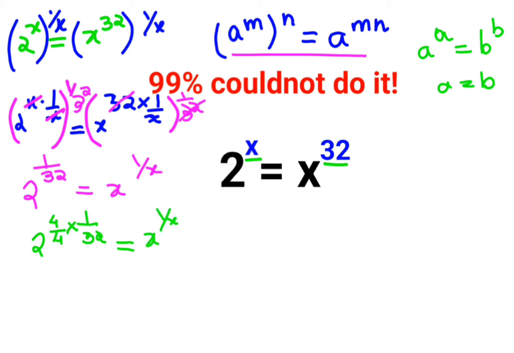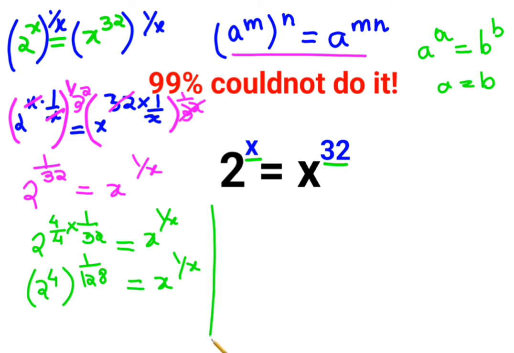Now let's write this 2 raised to 4 with the 2, and we'll multiply the 4 and 32 in the base. So we got this as 128. Here x raised to 1 upon x continues. Now 2 raised to 4 can be written as 16, and we have 1 upon 128 as the index.